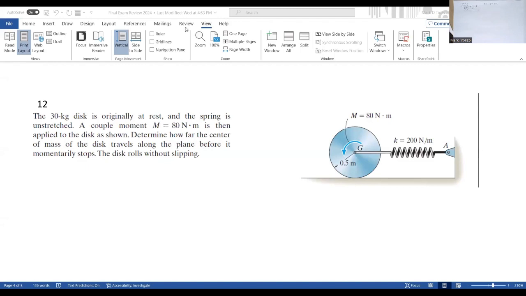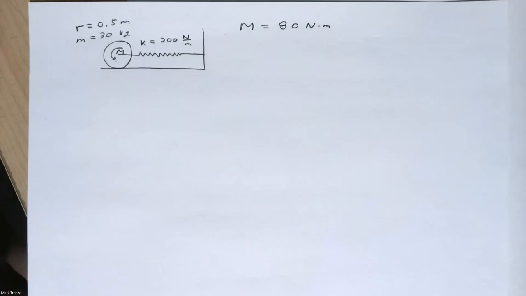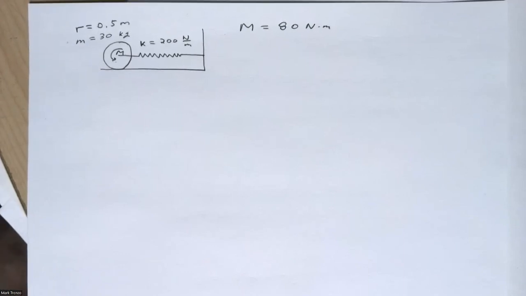So let's take a look at this problem. The 30-kilogram disc is originally at rest, and the spring is unstretched. A couple moment of 80 Newton meters is then applied to the disc as shown. Determine how far the center of the mass of the disc traveled along the plane before it momentarily stops. So we have a picture something like this. And the wheel has a moment applied and 30-kilogram mass.